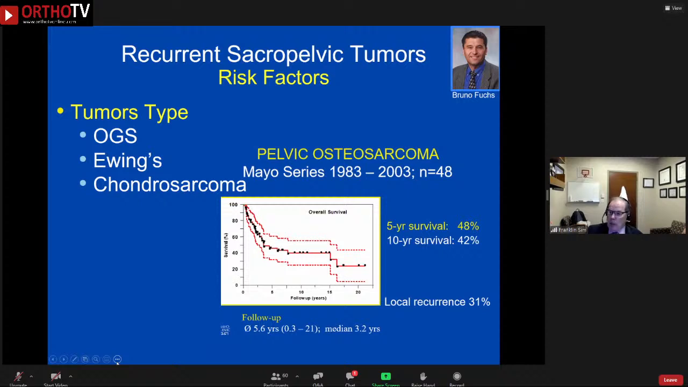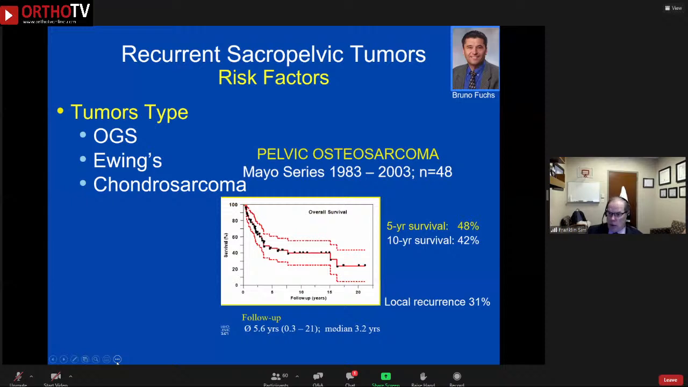So of the risk factors, the tumor type, as Dr. Choong has mentioned, is an important factor. And of the three major tumors involving the pelvis, osteosarcoma remains the tumor with probably the worst prognosis. This is a study by Bruno Fuchs a number of years ago, and in that era, the 5-year survival was about 50%, local recurrence 30%. These were probably the best results reported then. The result today is still pretty poor.